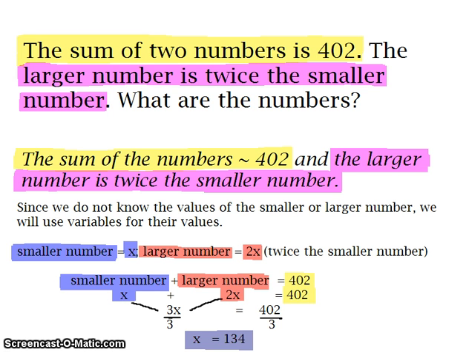Whenever we set up our equation, we have the smaller number plus the larger number is equal to 402. We substitute in our variables, so we have x plus 2x is equal to 402. Now we're going to combine like terms. x plus 2x.